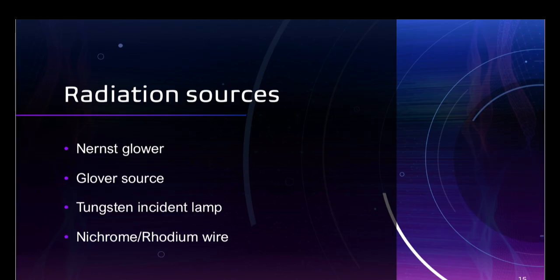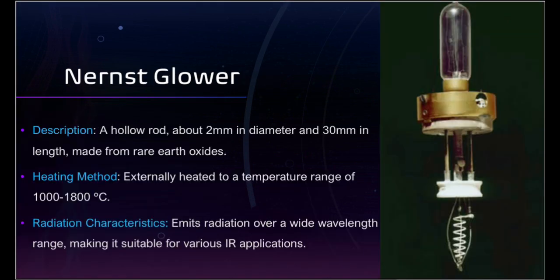Radiation sources for FTIR spectroscopy are Nernst-Glower, Globar source, tungsten incandescent lamp, and nichrome/rhodium wire. Nernst glower: a hollow rod, about 2 mm in diameter and 30 mm in length, made from rare earth oxides, externally heated to a temperature range of 1000 to 1800 degrees Celsius. It emits radiation over a wide wavelength range, making it suitable for various IR applications.